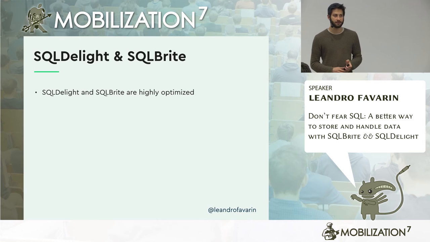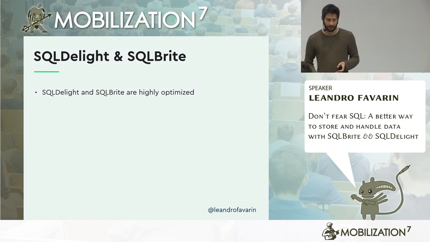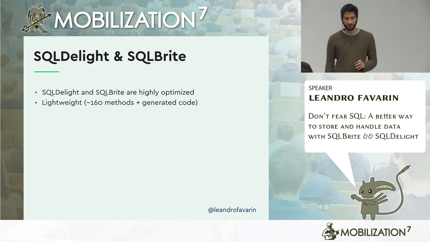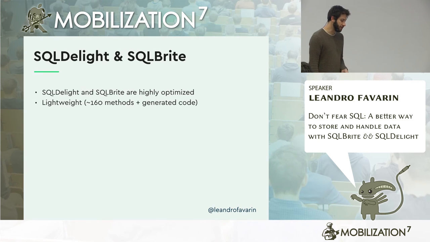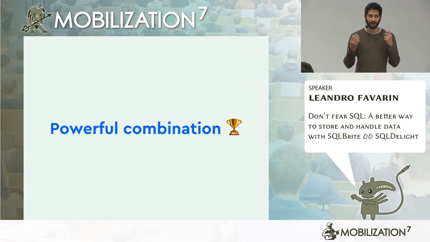Well, it's two libraries, and we know that Android has been suffering with the dex limit for a while. Many libraries add tons of methods to your code base. You might think that those two libraries would add that much to your code base, but it's actually not the case. They're very, very small. Combined, they're only 106 methods, plus generated code, of course. And it's a very powerful combination.